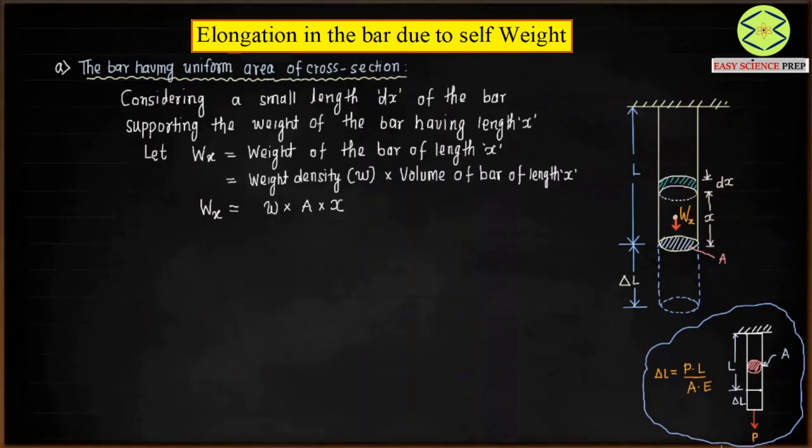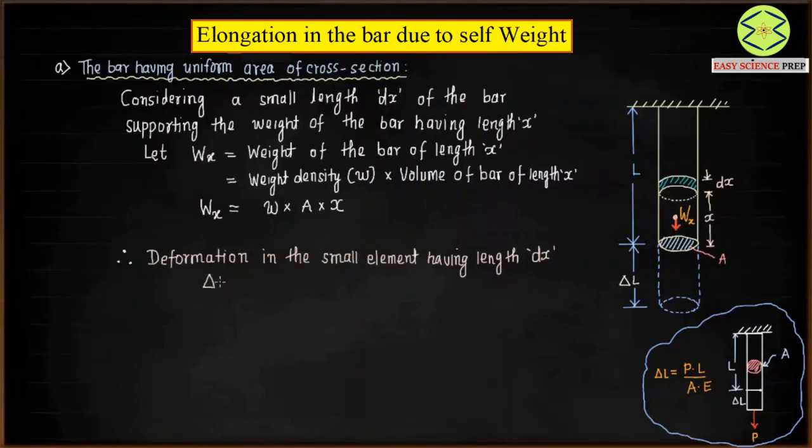Now by following the standard case for the small element, the deformation in the small element having length dx, the original length of the element being dx, I am going to call delta. So the deformation delta in the length dx is nothing but the same conventional formula we have to use.